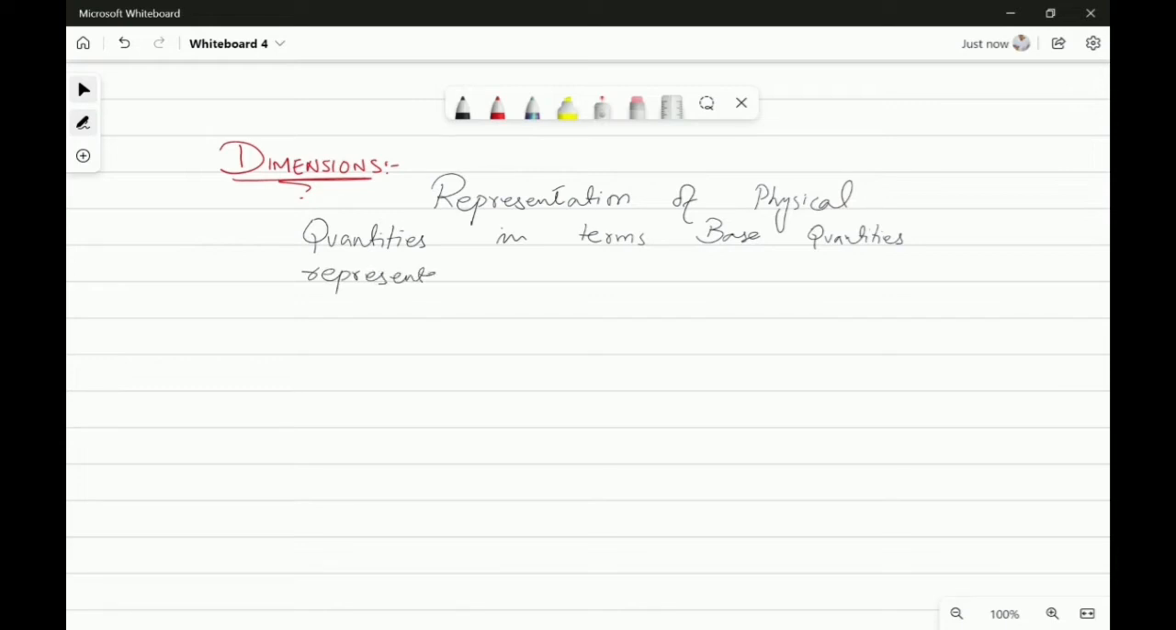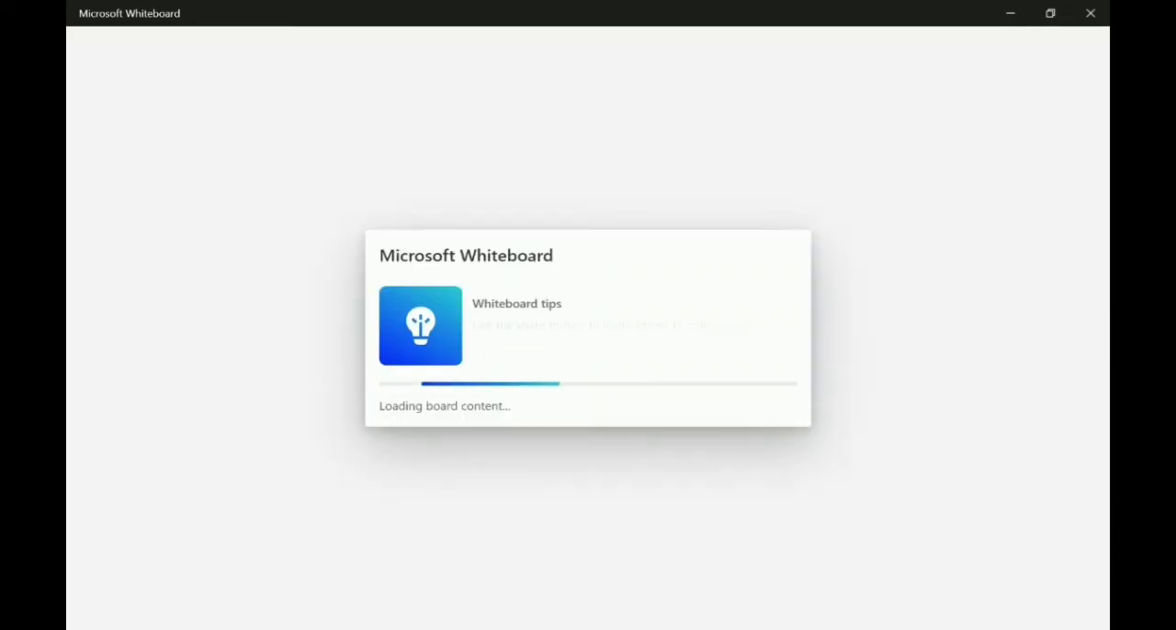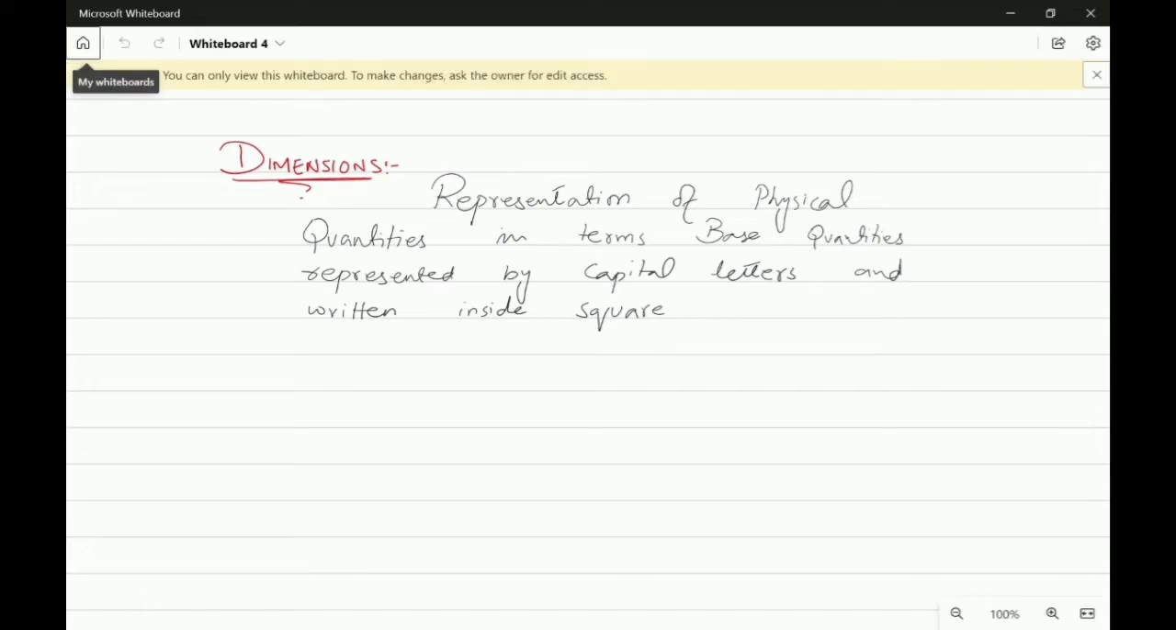represented by capital letters and written inside square brackets are called dimensions. I guess there was a problem with the internet. I don't know what is happening today with the internet, but let's try to manage it.